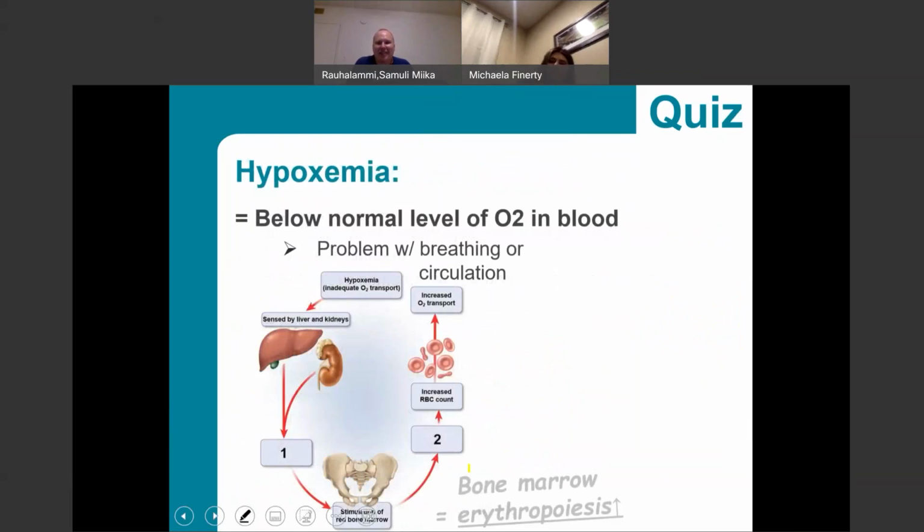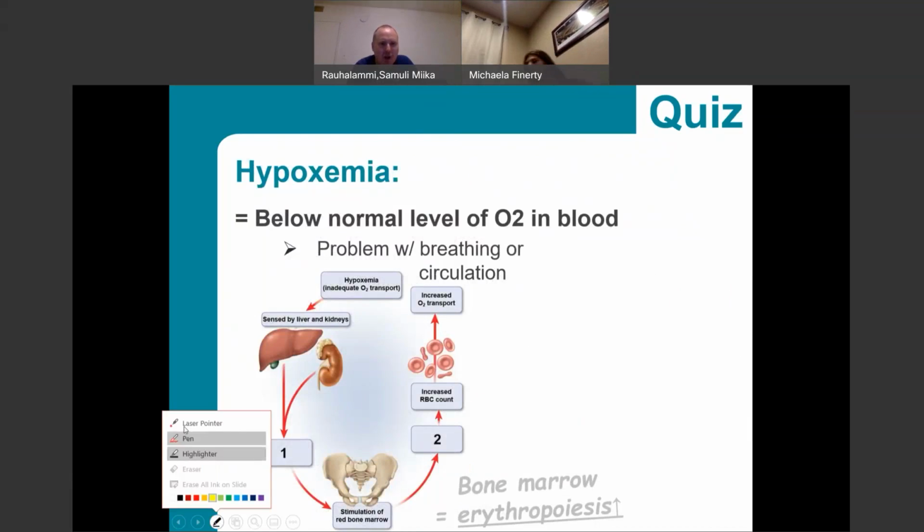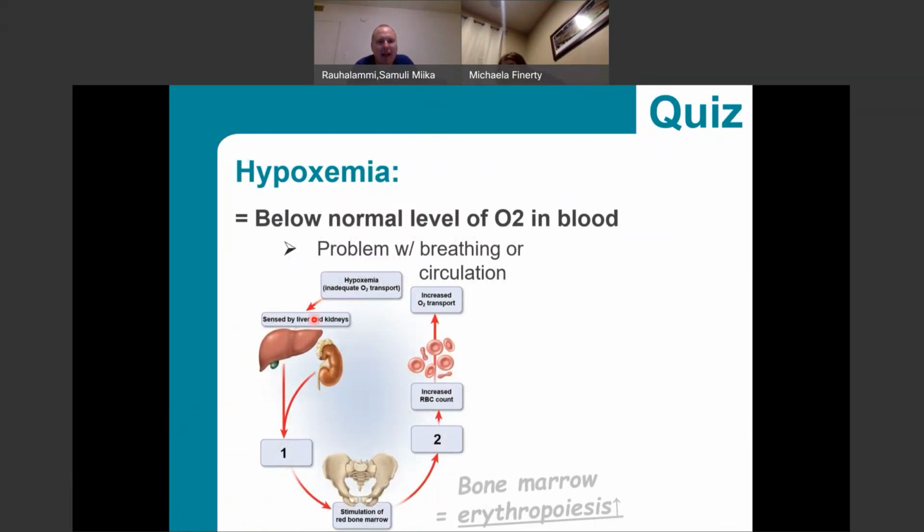I'm going to show you a couple of last things that were in the quiz. Again, this is an activity where we're asking you to read a picture or be able to understand what you're being shown. So here we have what happens if you have hypoxemia. In hypoxemia, you have less than a normal amount of oxygen in blood. So there's usually a problem with breathing or circulation.